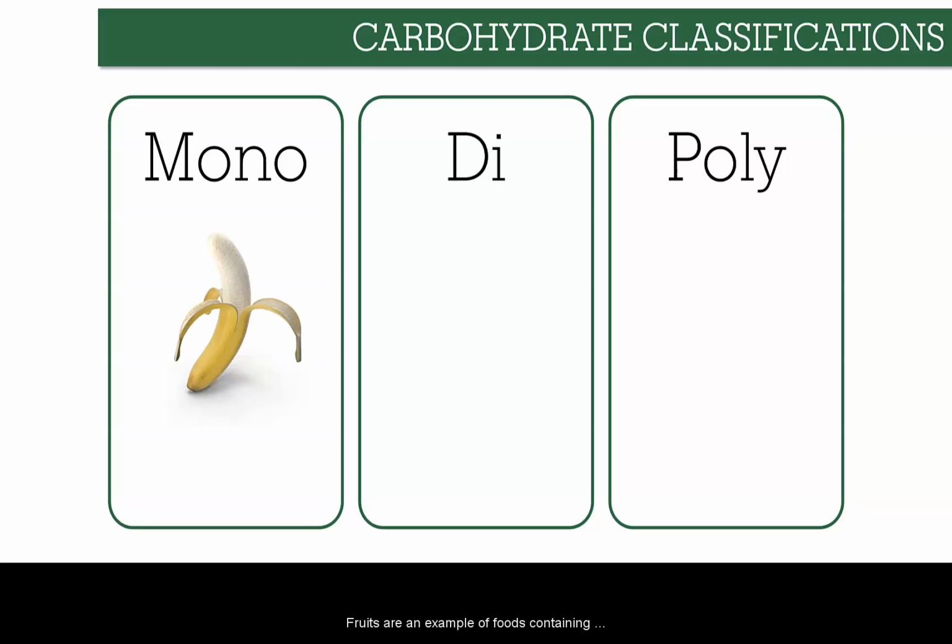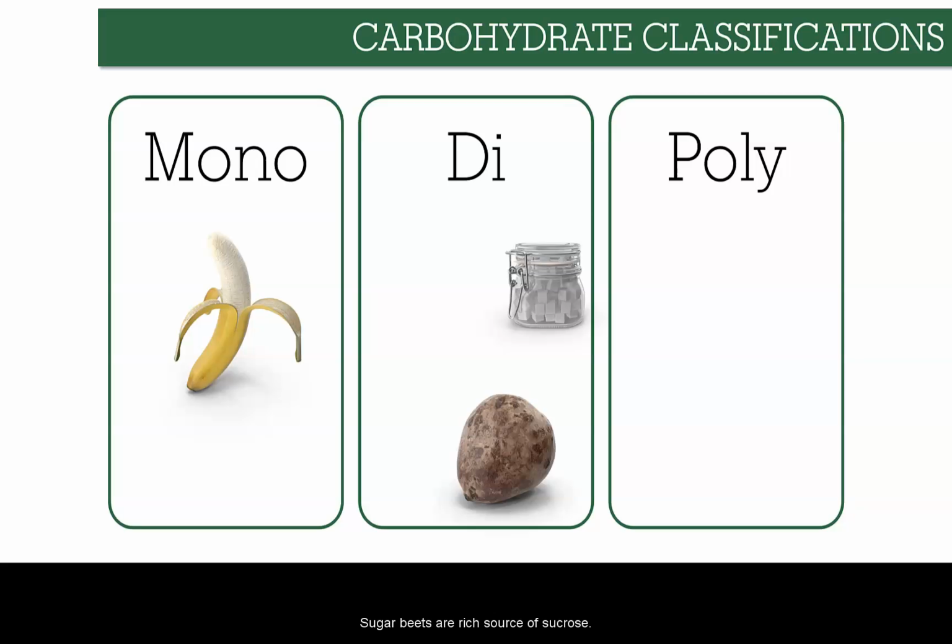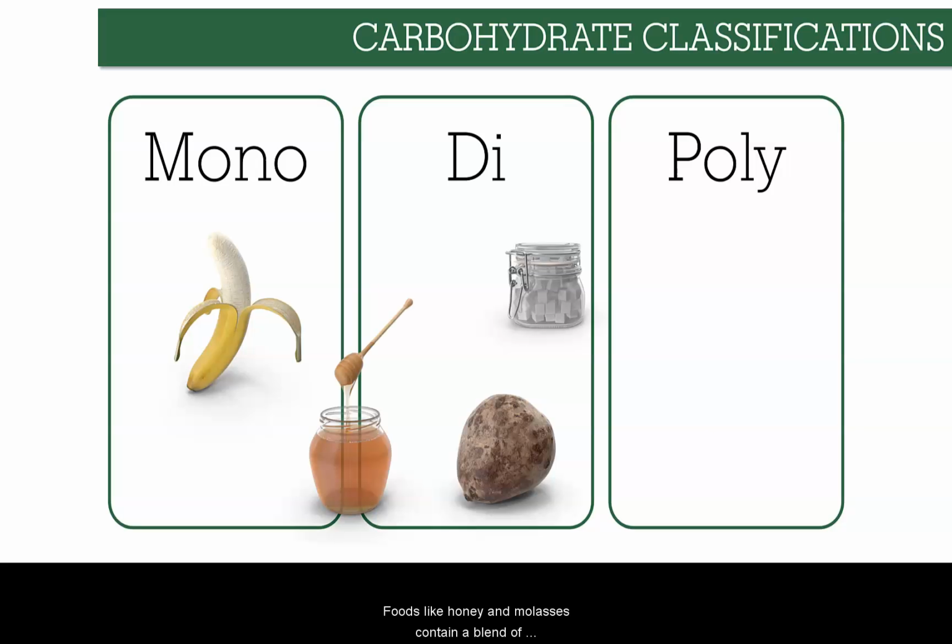Fruits are an example of foods containing monosaccharides, although they also contain sucrose and are rich in fiber. Sucrose, a disaccharide, is table sugar. Sugar beets are a rich source of sucrose. Foods like honey and molasses contain a blend of the sugars sucrose, glucose, and fructose. Milk contains the disaccharide lactose.